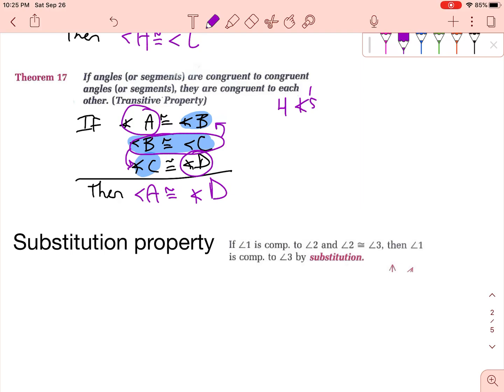Substitution property, again, you guys know this. It's like sports. You take the quarterback out, you sub the quarterback in. You're not going to put a kicker in for the quarterback, right? So it's substitution of equal values.